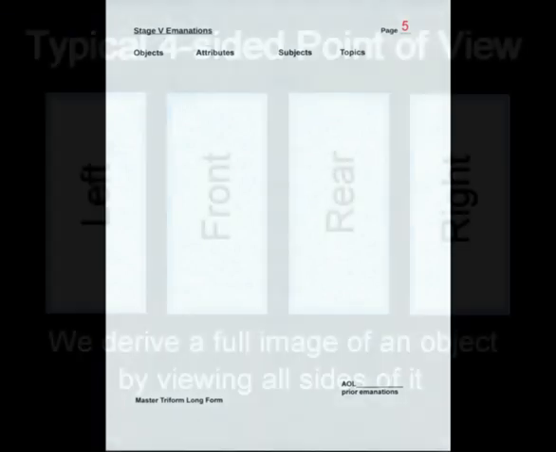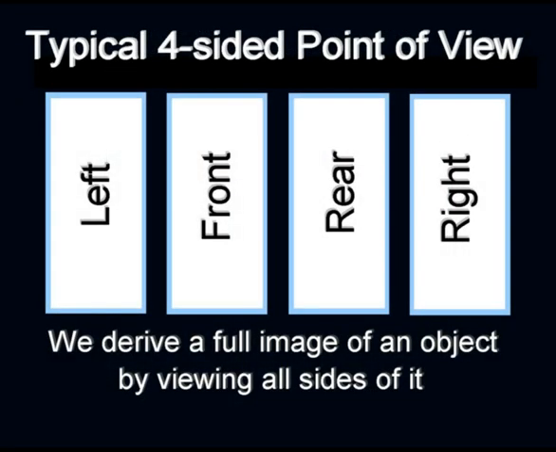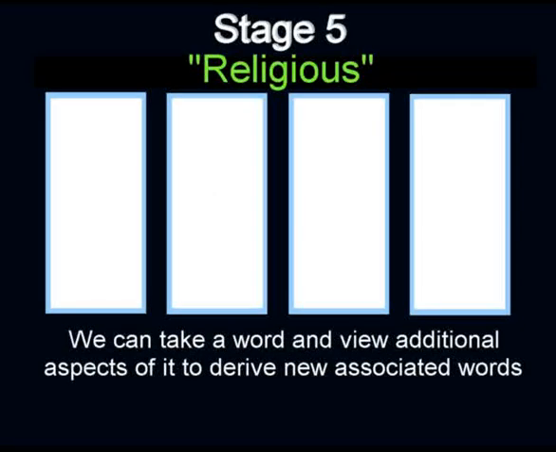Stage 5 provides us with a worksheet to elaborate on one word from Stage 4 and evolve it into new associations. In computer-aided design, and even in some forms of remote viewing, to develop a structure or a target, we need to provide a front, top, side, and rear view of an object in order to define it in a three-dimensional view. We can take, for example, the word religious and evolve it into other associations.